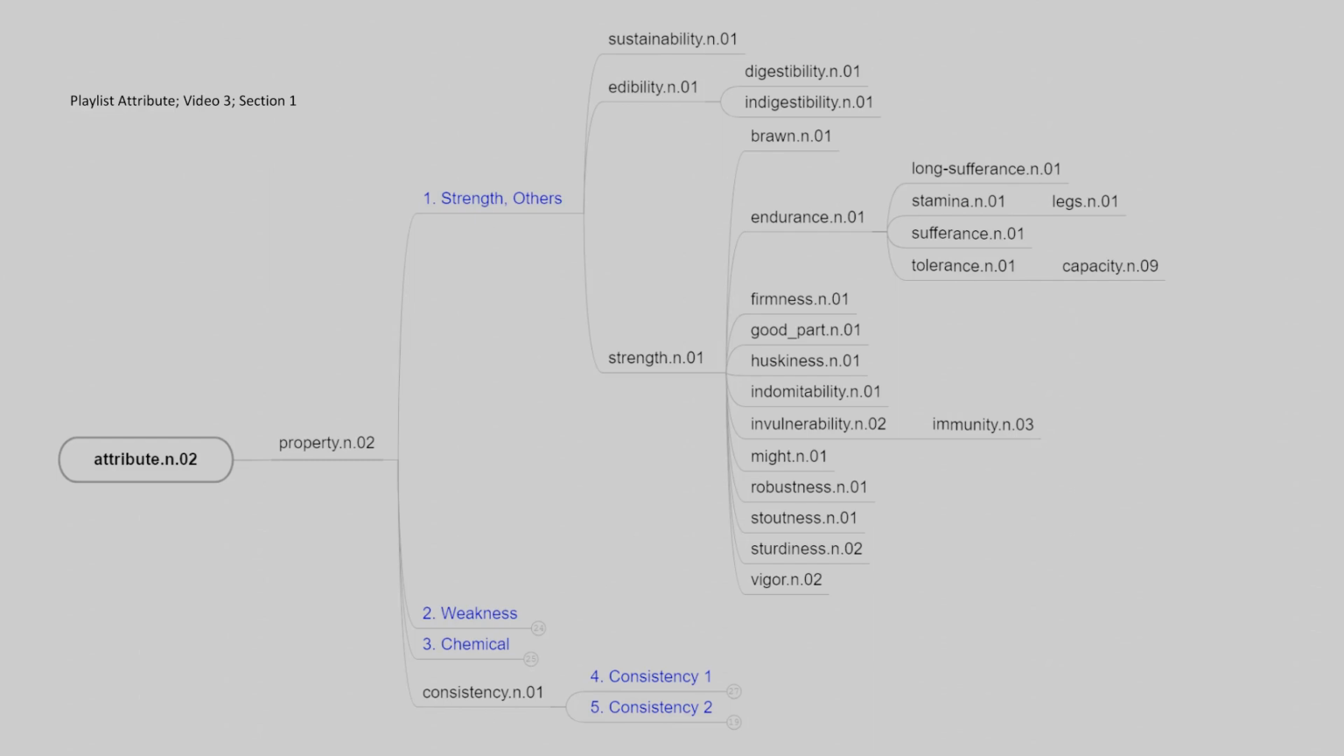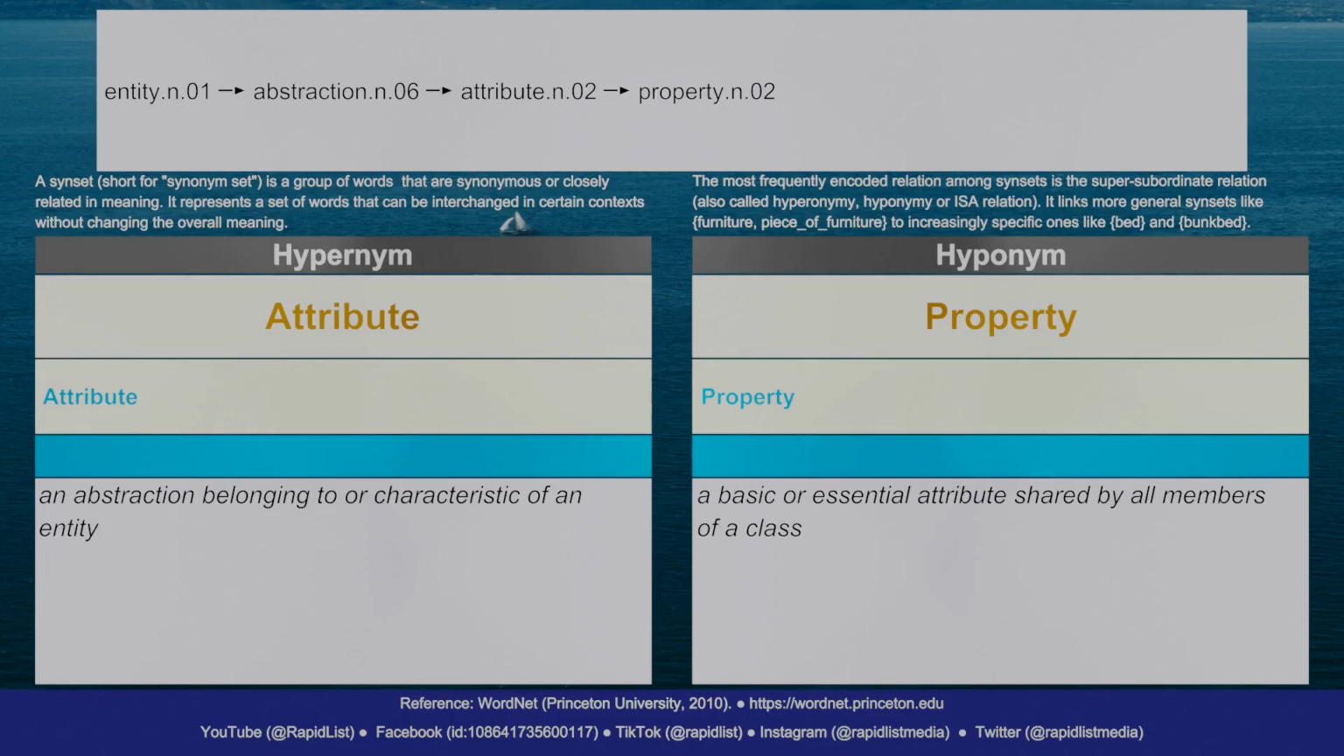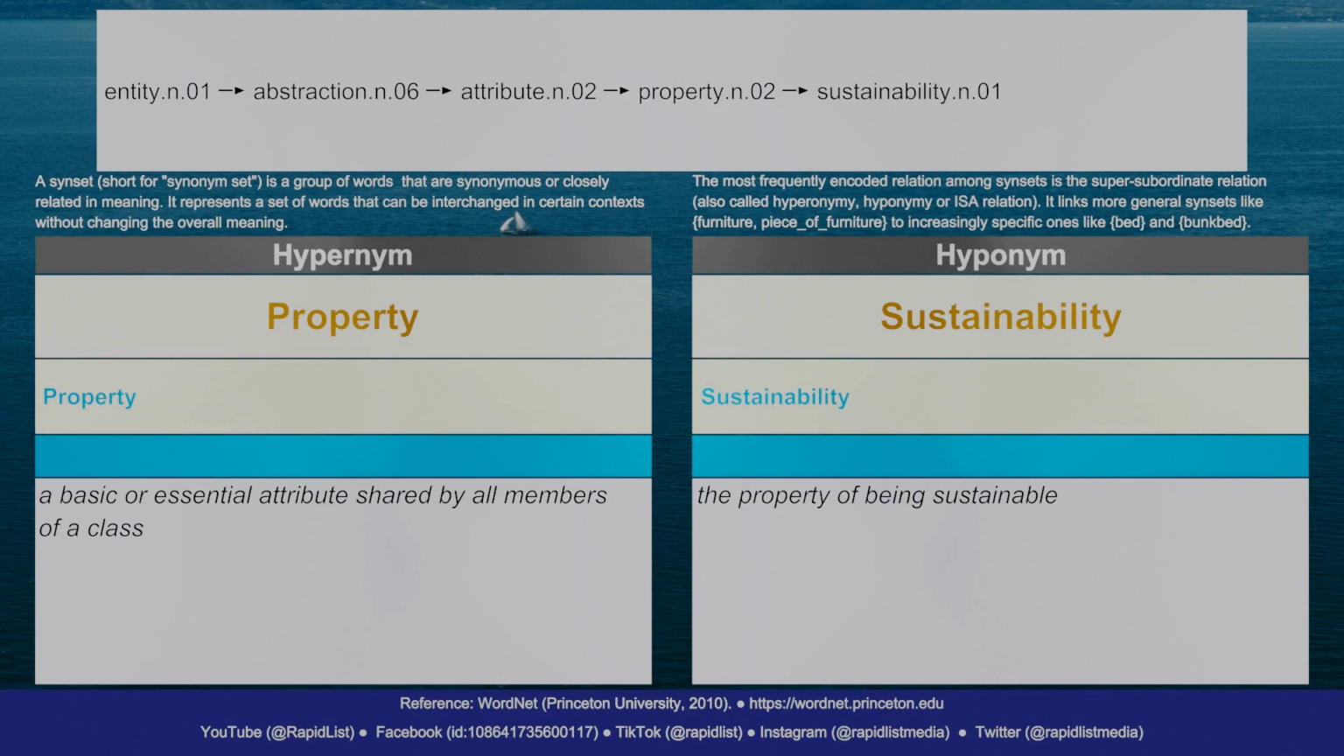Section 1. In this section we will explore the property strength and the miscellaneous properties sustainability and edibility. Property. A basic or essential attribute shared by all members of a class. A study of the physical properties of atomic particles. Sustainability. The property of being sustainable. Edibility. The property of being fit to eat.